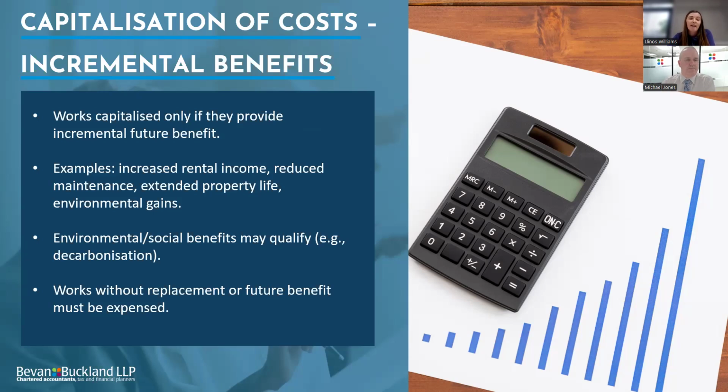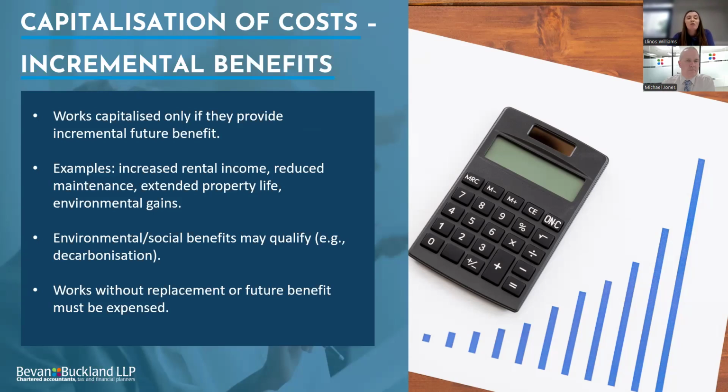Environmental or social benefits may also qualify, provided they create a measurable future service potential. A good example is decarbonisation works, such as insulation upgrades, solar panels, or heat pump installations, where the improvements enhance energy efficiency and reduce long-term operating costs or environmental impact.